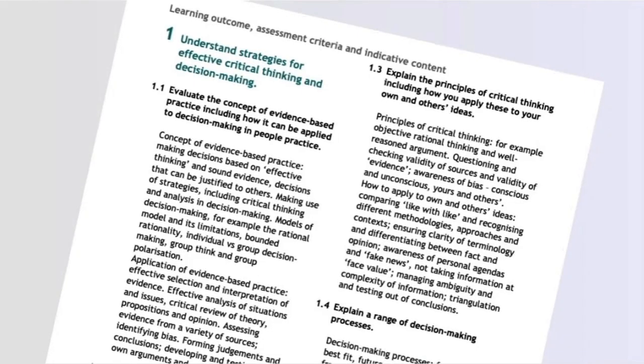You'll also want to keep the assessment criteria front of mind as you write. Make sure you're tackling things like objective rational thinking, well-reasoned argument, checking validity, awareness of bias, clarity of terminology, separating fact from opinion, and so on. You don't have to cover every single one, but pick the ones that are most relevant to the organization's needs in the scenario. For each principle, evaluate how it helps with decision-making and the quality of debate.